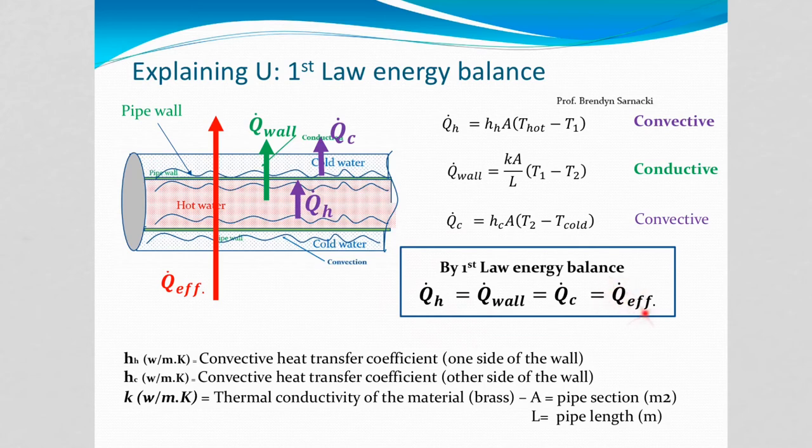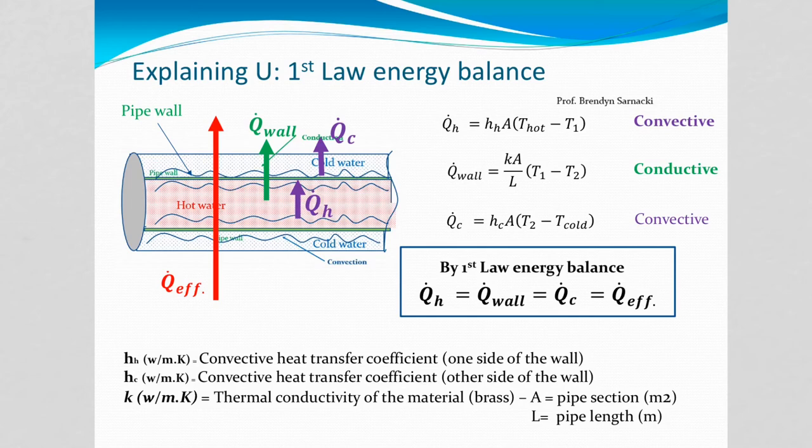QF is equal to QH, is equal to QC, is equal to Q wall. And Q wall is conductive. It's conducting through the copper of the tube material. And QH is convective. So it's the importance of the convection as well. The more convection you have, the more heat exchange you have.